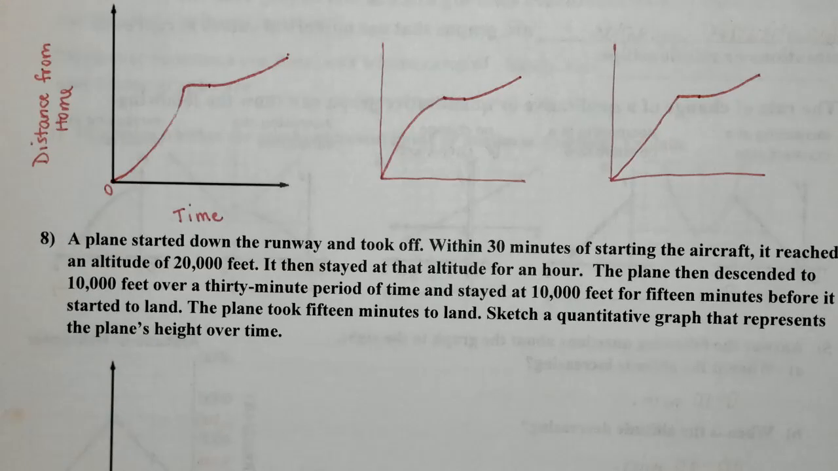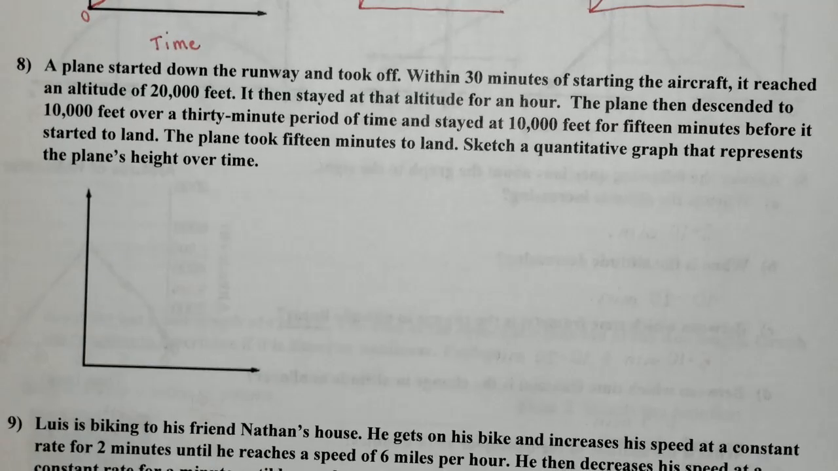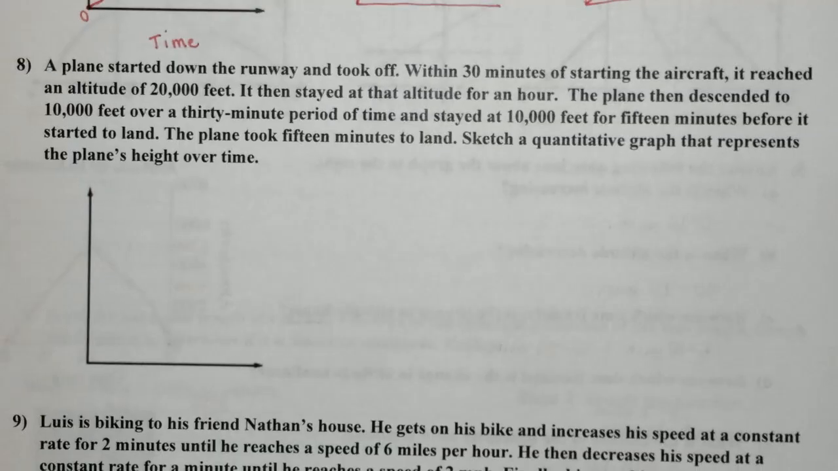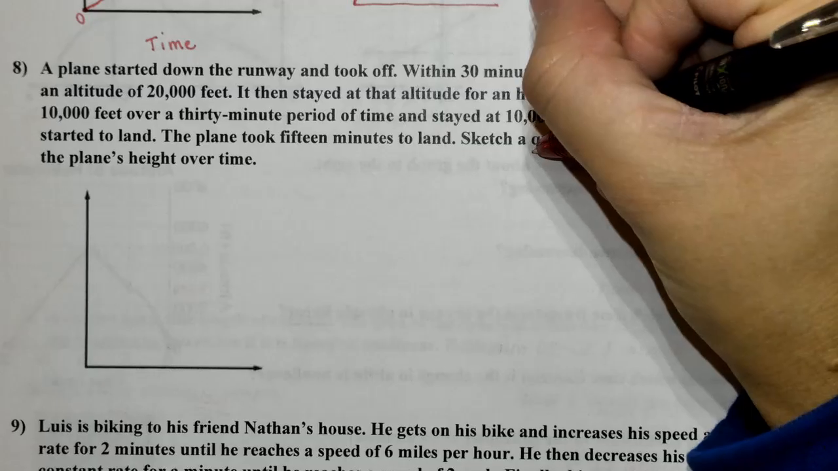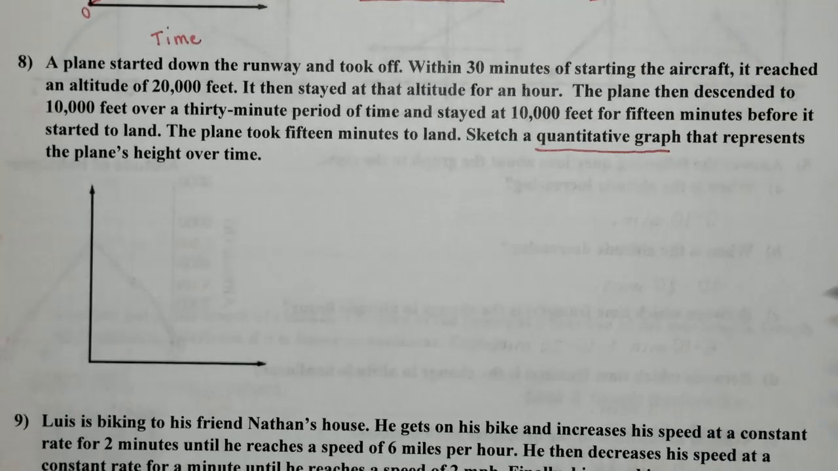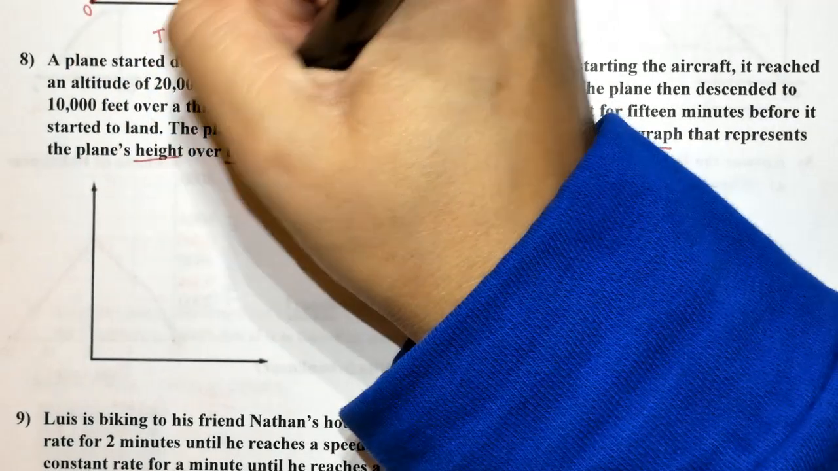All right, let's move to number 8. Number 8, a plane started down the runway and took off. Within 30 minutes of starting the aircraft, it reached an altitude of 20,000 feet. It then stayed at that altitude for an hour. The plane then descended to 10,000 feet over a 30-minute period of time and stayed at 10,000 feet for 15 minutes before it started to land. The plane took 15 minutes to land. Sketch a quantitative graph that represents the plane's height over time.